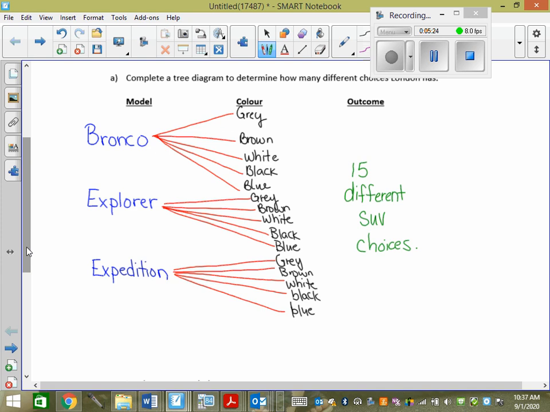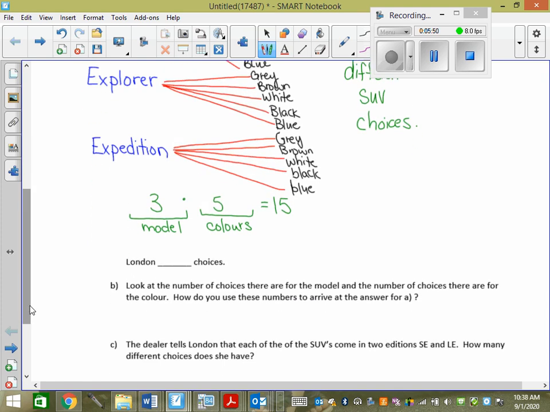Yeah. 5 multiplied by 3. Yeah, exactly. So here we have the model, and there are 3 of them. And we can times it by the colors, because we're taking each of them and physically multiplying them by 5 colors, right? So 3 times 5 is 15. So that's on this one down here. London has 15 choices. And then this would be your answer here. How do you use these numbers to arrive at that answer? The number of choices there are for the model and the number of choices there are for the color.